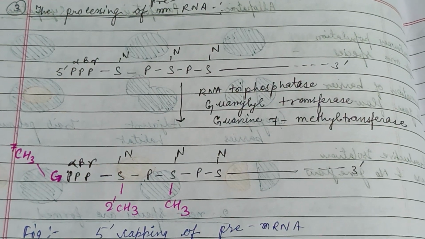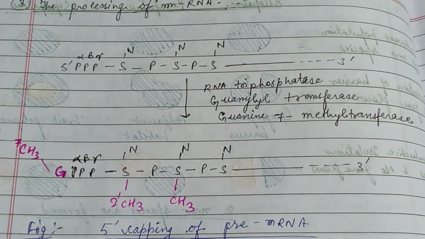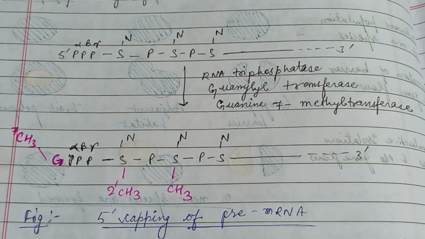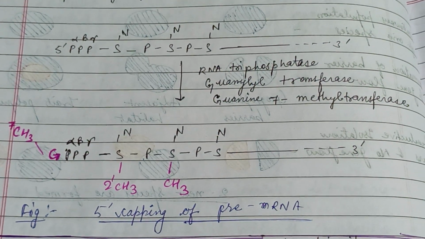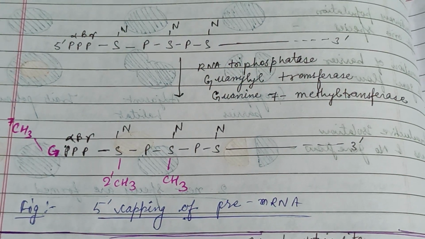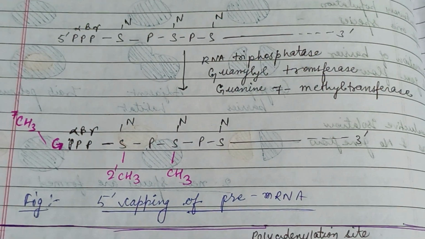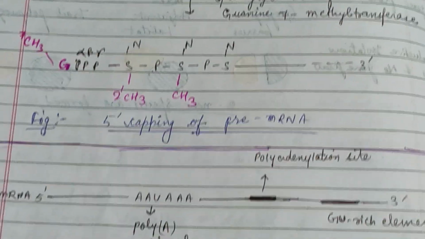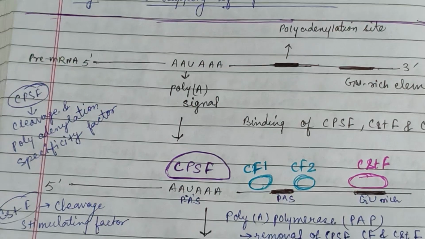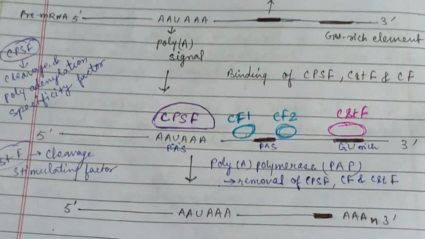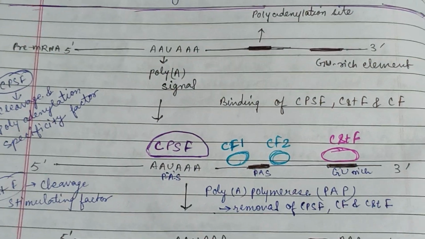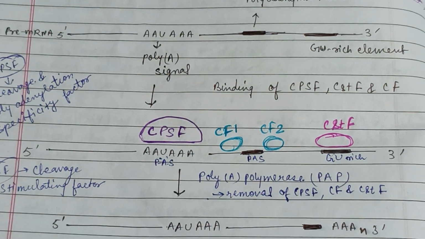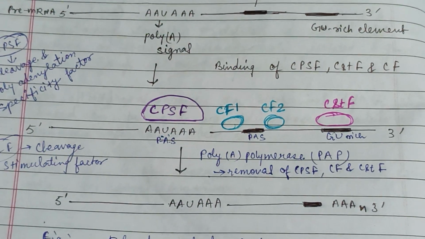First, we are going to see the 5' modification, that is 5' capping of the pre-mRNA. With the help of the enzymes RNA triphosphatase, guanylyl transferase, and guanine 7-methyl transferase, 7-methyl guanine is added at the 5' end, and this is called the 5' capping of the pre-mRNA. Next is the 3' polyadenylation. In this, at the 3' end, the poly A tail is added.